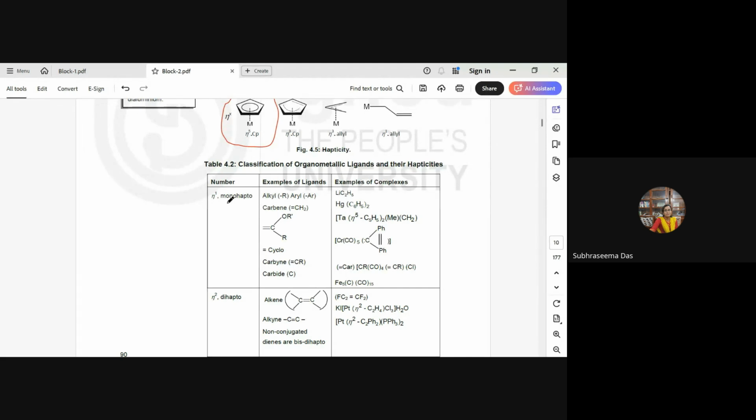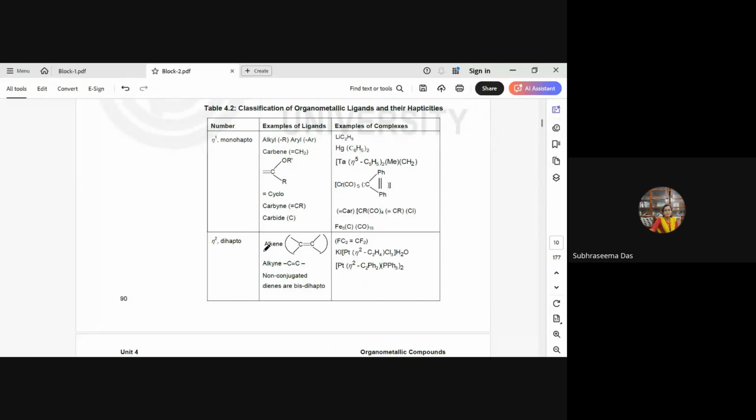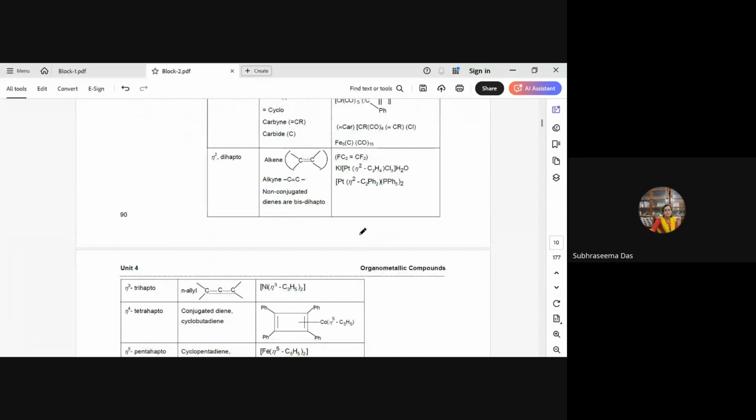So for one, it is eta 1, monohapto. So monohapto means the hapticity is 1. For example, we have ethyl lithium, C2H5Li. So here the hapticity is 1. Dihapto means the hapticity is 2, like for example in CF2, which is bonded to two ligands, that is, hapticity is 2.